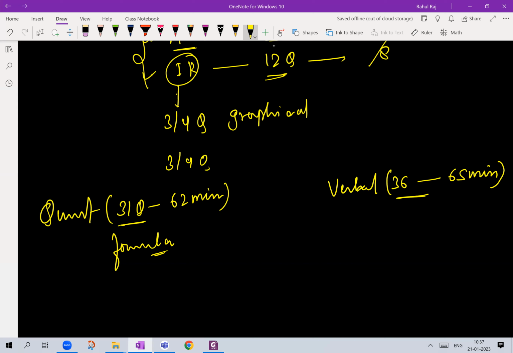In the verbal section, we have 36 questions, with 65 minutes for it. And there are 3 sections that are asked in verbal. There is sentence correction. It is called critical reasoning. And the other one is called reading comprehension. You can expect 12 questions from each one of them.